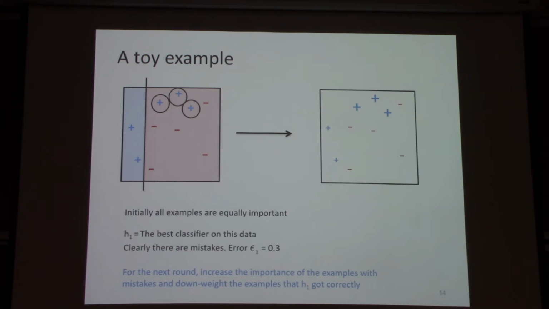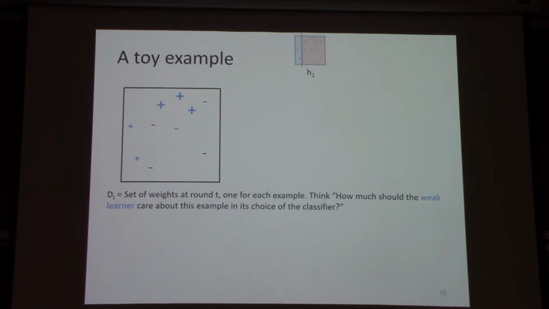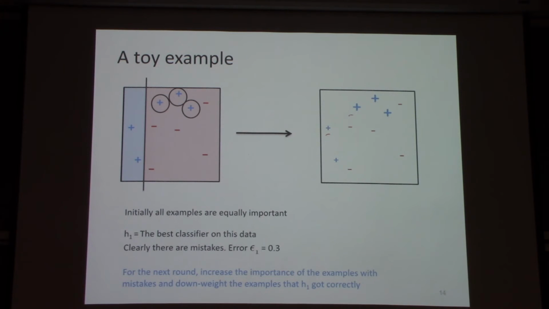Okay? So what you do next is the interesting part. You change the importance of the examples. You increase the importance of the examples that your current classifier made a mistake on. So the size of these pluses, I don't know if the change is visible, but these pluses are bigger than these pluses. So this plus is bigger than this plus. So you increase the importance of the examples where you made a mistake, and you decrease the importance of the examples that your current classifier got correct.